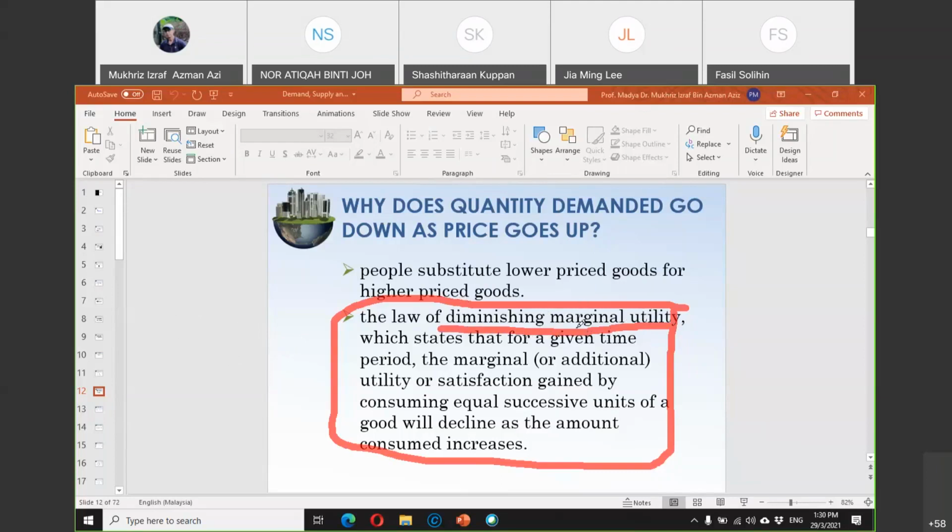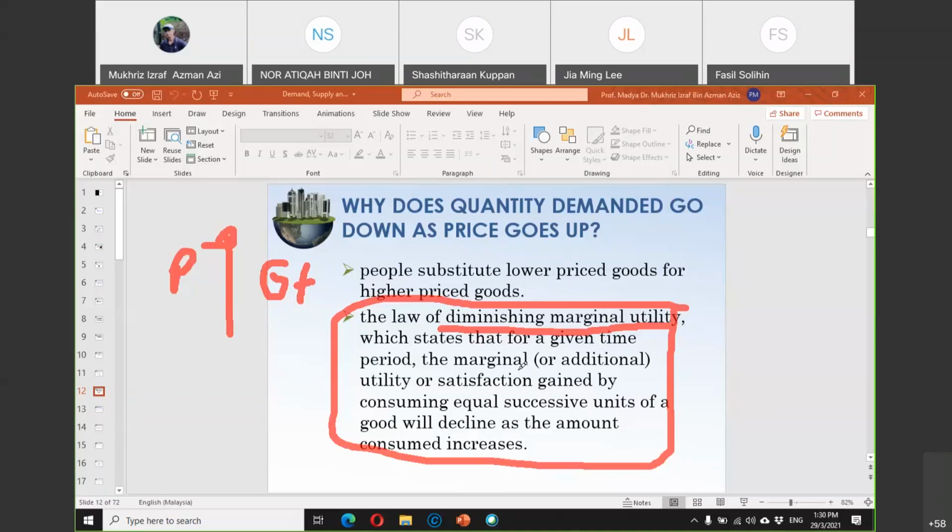So why, when price goes up, does quantity go down? One reason is that you substitute for another good that is much cheaper, and another reason is the law of diminishing marginal utility.